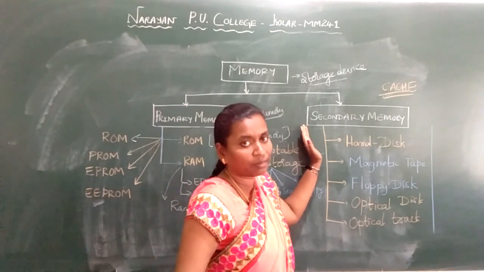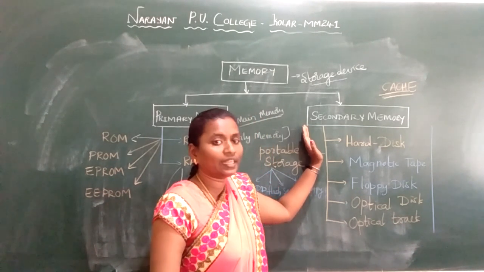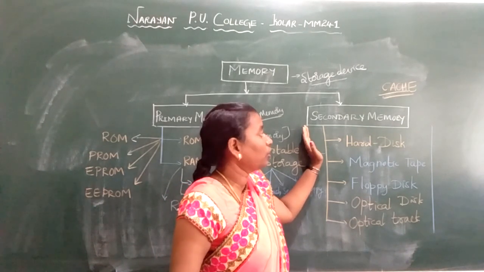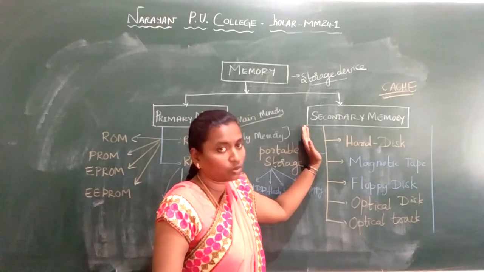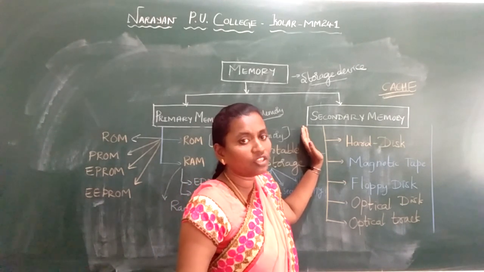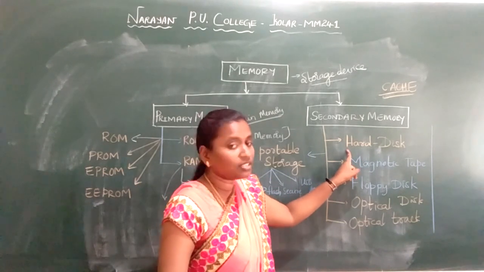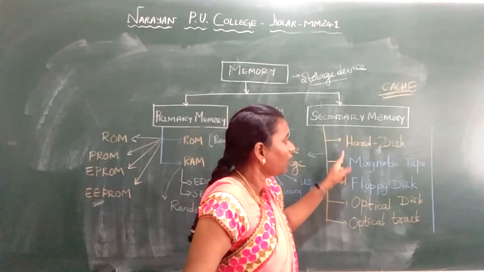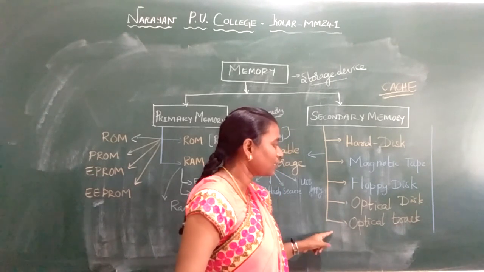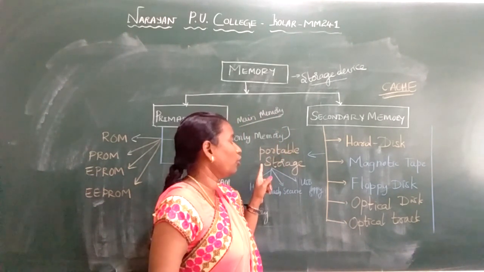Next we have secondary memory. Secondary storage is for future use. The data has to be used in the future for a long period of time. Because of the durability, we use secondary storage devices. The storage capacity is high, usually in GBs and TBs. The first secondary storage device is the hard disk. We have magnetic tape, magnetic disk, floppy disk, optical disk, and optical tracks. And other secondary storage devices are your portable storage.